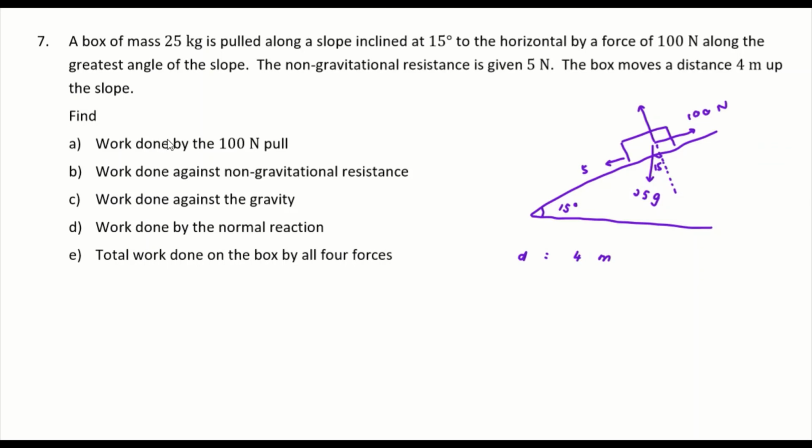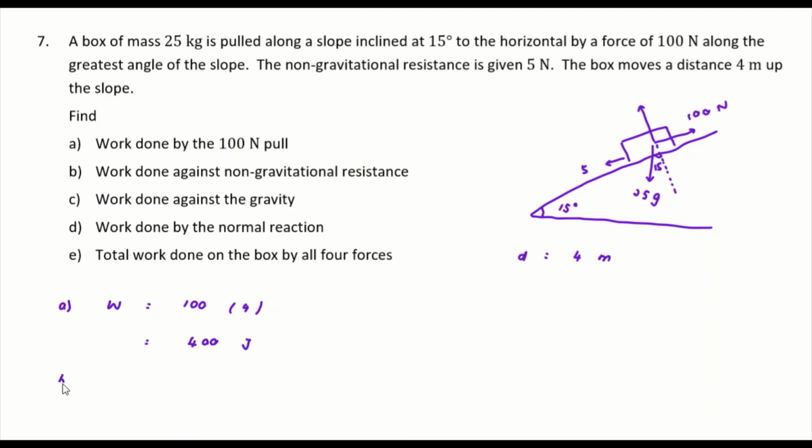Okay, so we need to find the work done by all these forces, then after that calculate the total work done. So for A, the work done by the 100 newton pull. You can see that this box is definitely going to move along the slope. So the box moves a distance of 4 meter up the slope. This force is in the same direction as the motion, so you don't need to do any resolving. So it's just W equals the force, which is 100, multiplied by 4. Okay, and we get 400 joules.